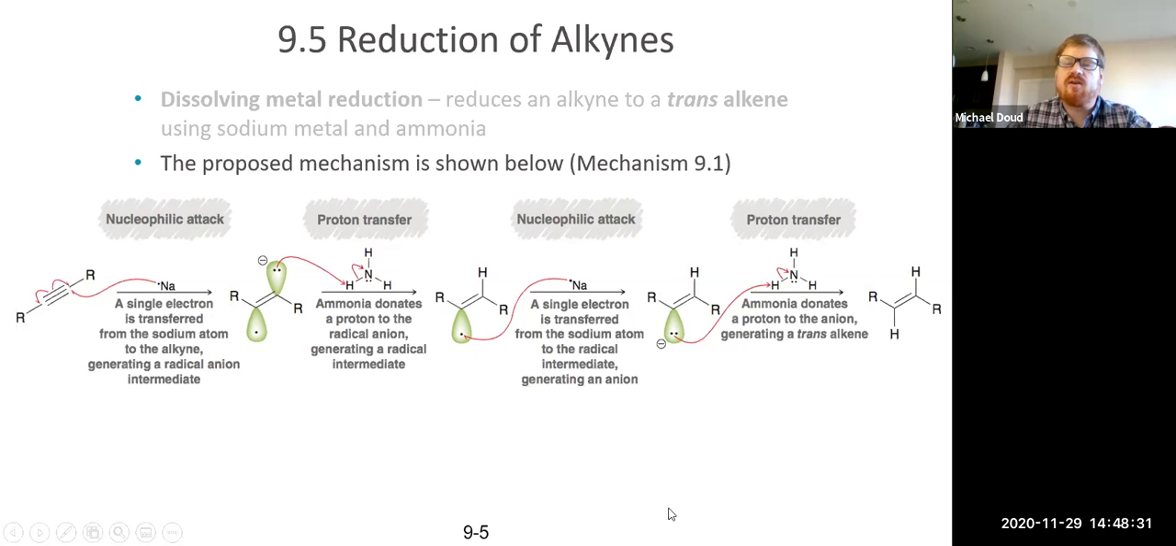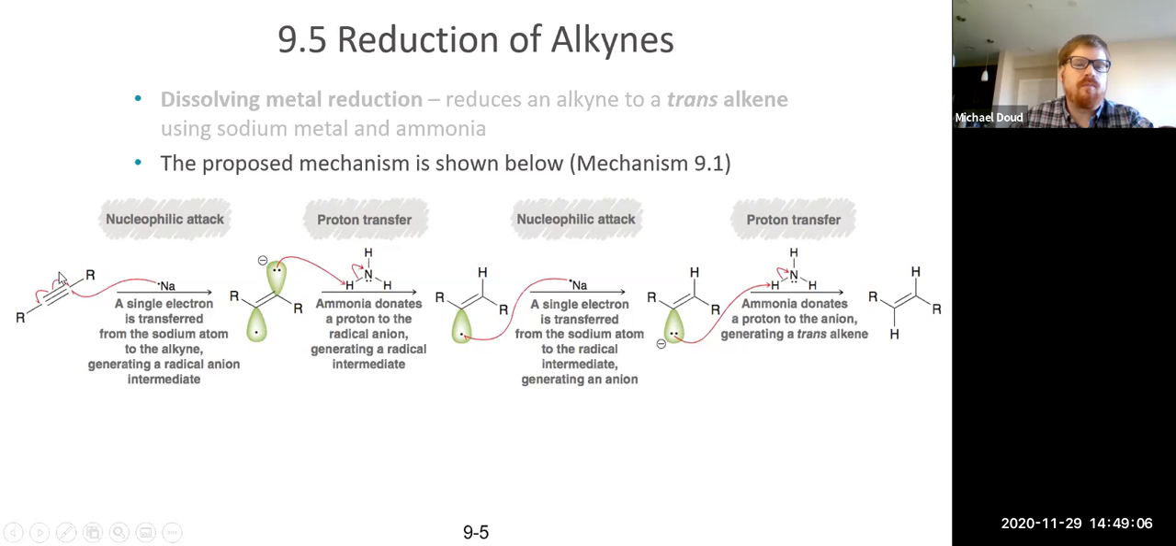and that gives you your trans alkene. So I think the trickiest part here is going to be the nucleophilic attack, essentially of just an electron onto the vinyl carbon. That's kind of the trickiest one here. And again, just looking at it again, we have an electron coming from the sodium atom. If you look on your periodic table, you'll see that sodium has one valence electron. That one valence electron it's happy to give away. It wants to get rid of it so it can form the sodium ion. And that's exactly what happens.